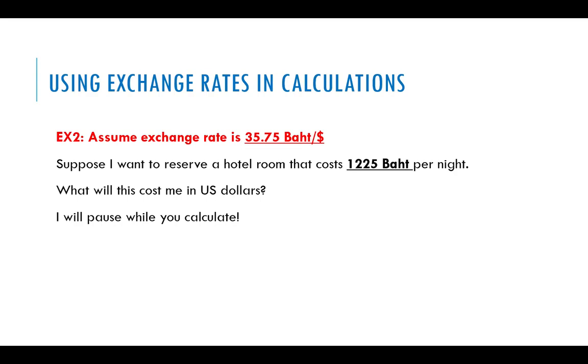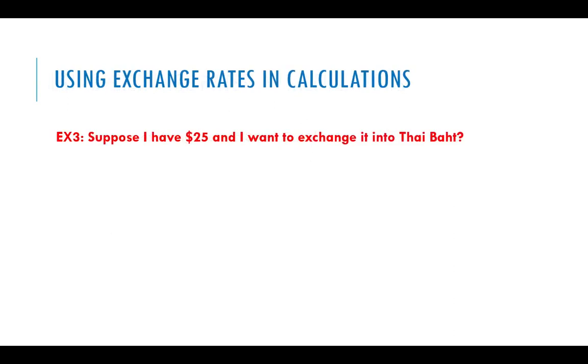If you need more time, just pause the video while we move on here. So what do I need to do here? Same thing. I take my price of 1,225 baht, I divide it by 35.75 baht per dollar because that is our exchange rate. That hotel room is going to cost me $34.27. And you might be thinking, wow, that's really cheap. Well, your money goes really far in Thailand. It is truly amazing. Example 3.